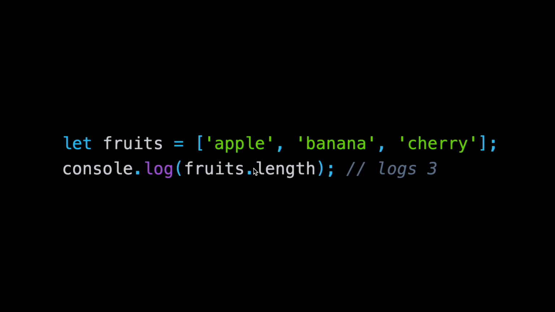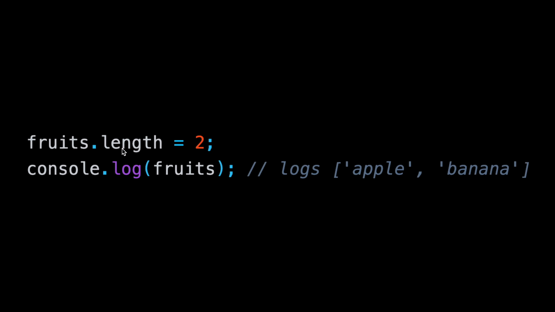The length property of a JavaScript array tells the number of elements in the array, so it's going to log 3. And we can set fruits.length equals 2, so now it's going to remove anything after the second element. So the fruits array is now apple, banana.